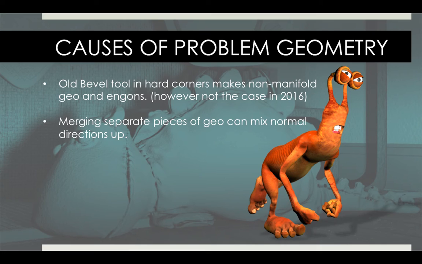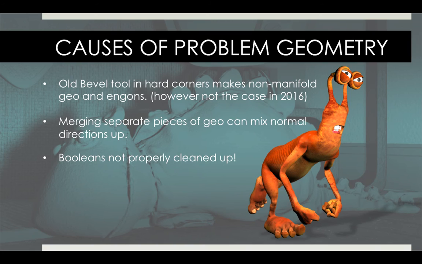Merging separate pieces of geometry can mix up normal directions. Face it, in the process of creating complexity for your models, you can mix the geo up, and one of the things you can do to prevent that is by making sure that when you're working, you have the ability to see your surface direction. That would be unchecking two-sided shading under the view panel in the windows, and that will allow you to see which direction your normals are facing.